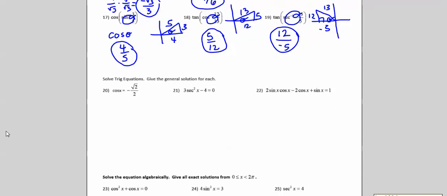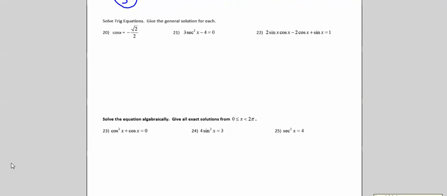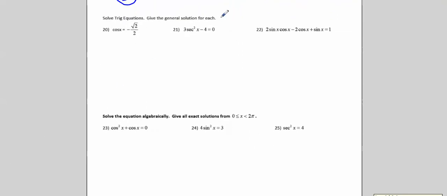Alright, so we're moving on from inverse trig to solving trig equations. When you solve equations, you can't have more than one answer. So you need all answers. General solution, that's when you do the plus 2 pi k or plus pi k, depending on what you're talking about.